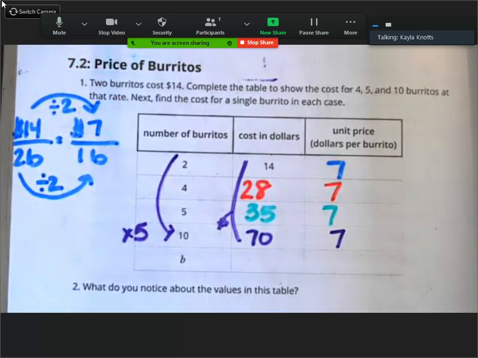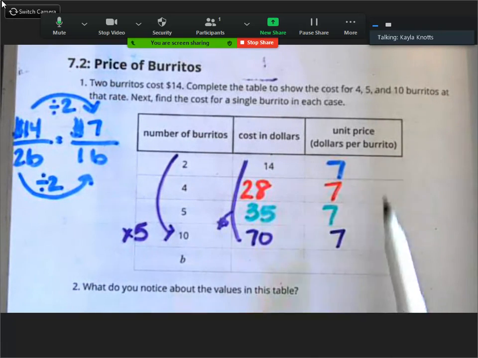I can see that my cost in dollars divided by my number of burritos would give me my price per burrito, or my unit rate. So number of burritos, 2 burritos times $7 would give me my total. That's pretty interesting. You can also switch it around too. If I have my cost in dollars, I can divide it by my unit rate to find out how many burritos I would have. It's pretty cool.